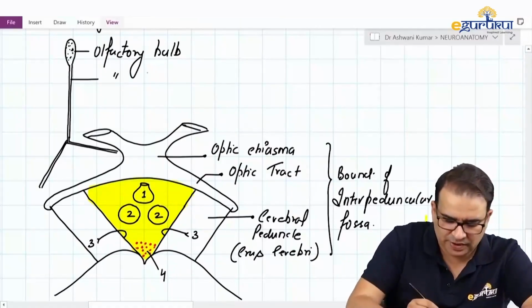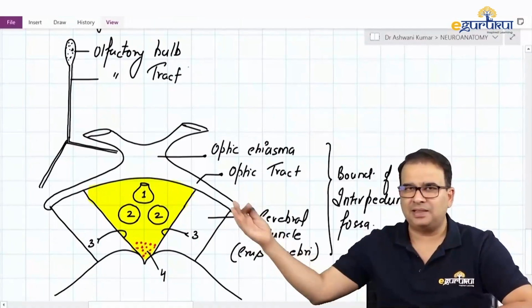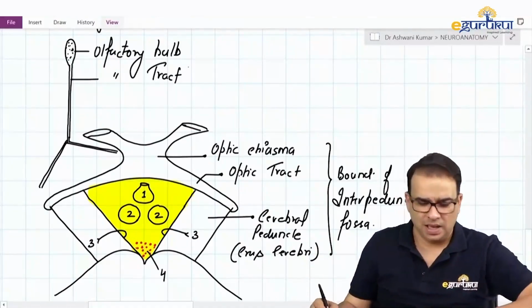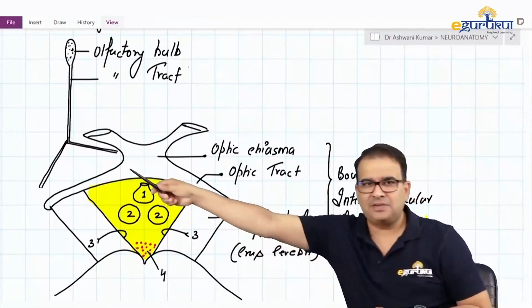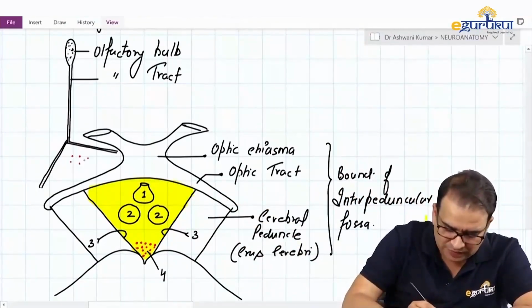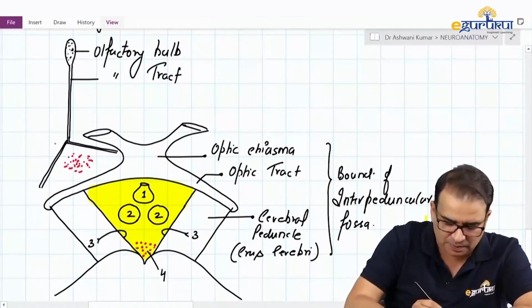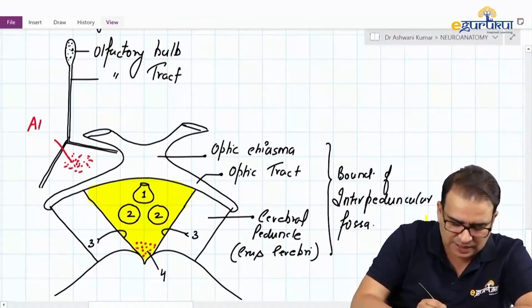This is obviously the olfactory tract. And then you can see the two divisions of the olfactory tract, the medial and the lateral division, or stria, you can say. And between these medial and lateral stria, or lateral to the optic chiasma, this is the point where we have the anterior perforating substance. Here we have the anterior perforating substance. I am writing APS, anterior perforating substance.